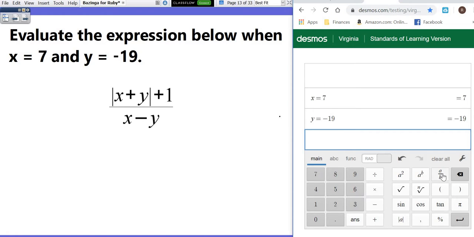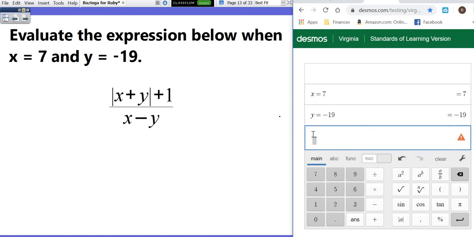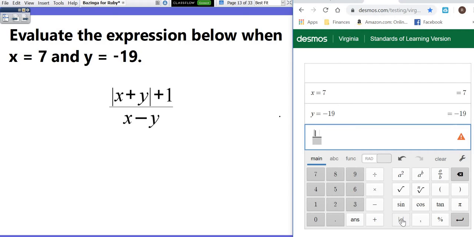The next thing we're going to do, we notice we have a fraction bar here. So let's go ahead and hit our A divided by B so that we have that fraction bar in place. These are absolute value bars. You can either use your keys, shift and the key right under backspace, or you can just click it right down there at the bottom. X plus Y, and then click it again to close the absolute value, and then add 1. Then use your down arrow and you can go down to the denominator and type in X minus Y.